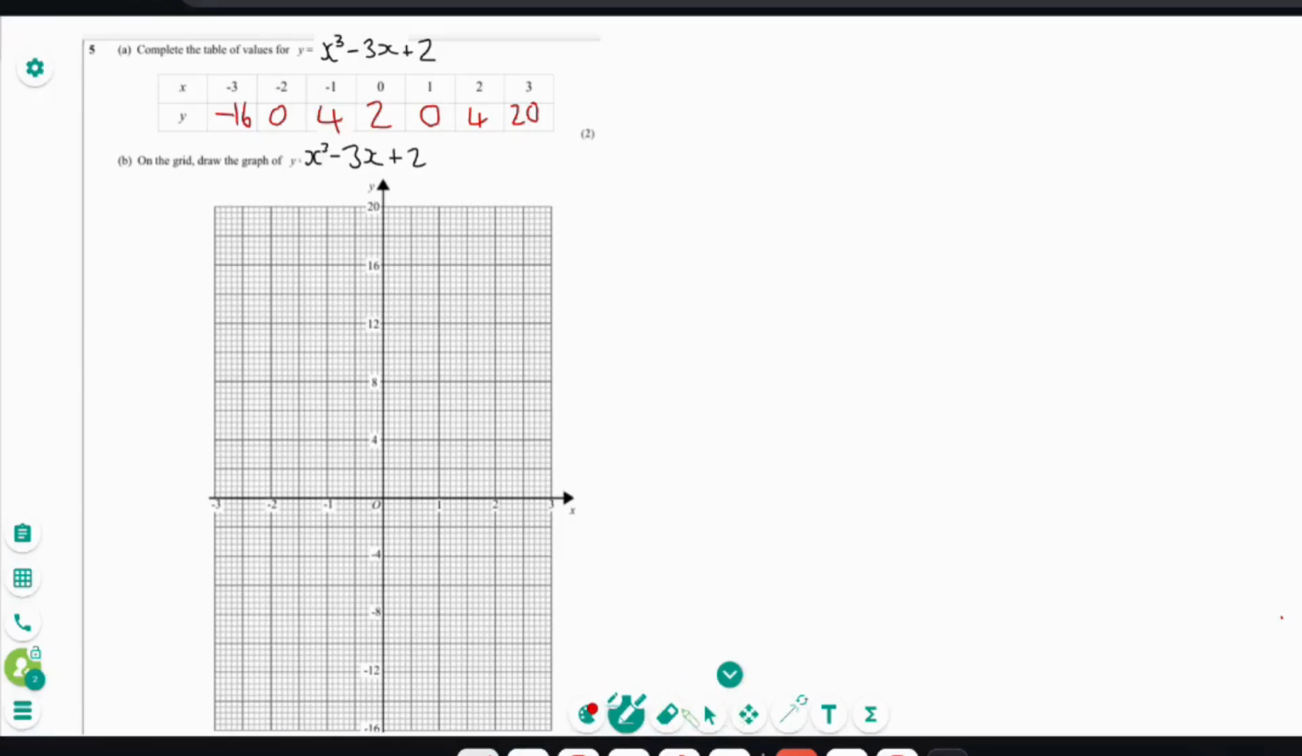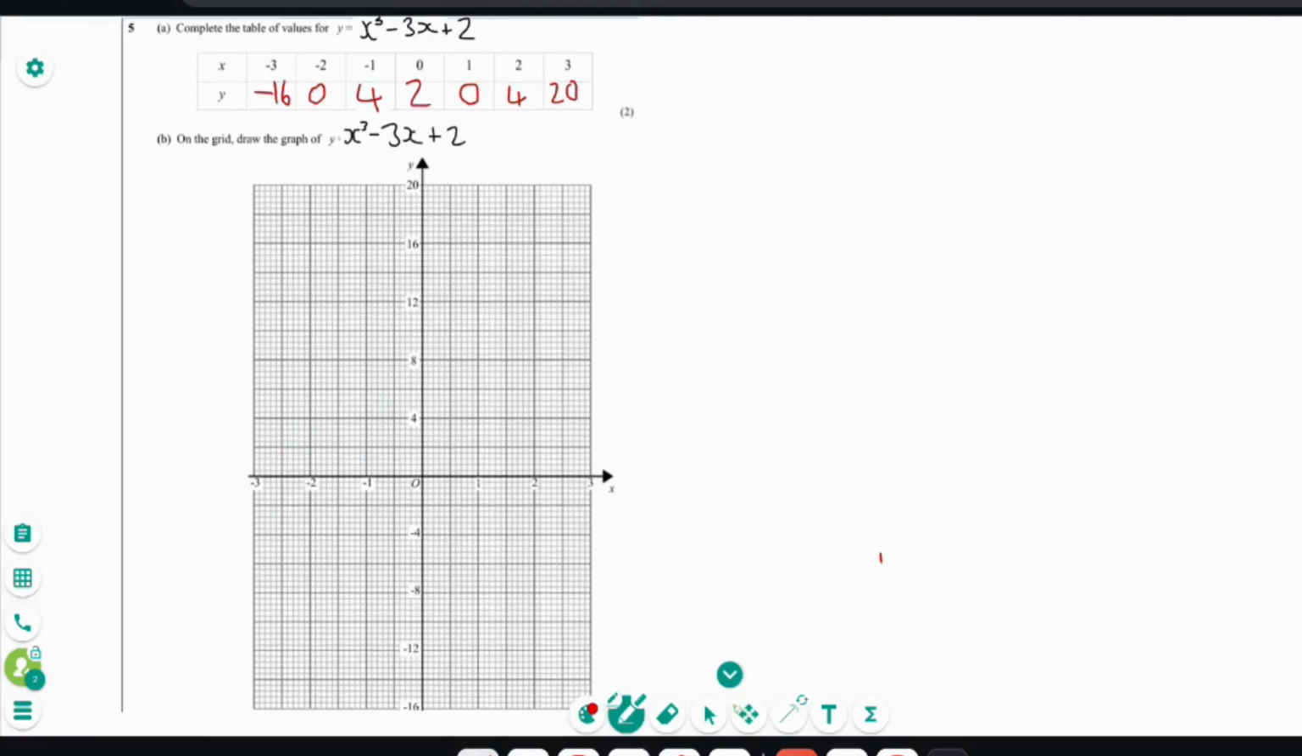Can't quite fit that on my graph. Right, there we go. Got a little bit more space there. So minus 3, minus 16. Minus 2, 0. Minus 1, 4. 0, 2. 1, 0. 2, 4, and 3, 20.